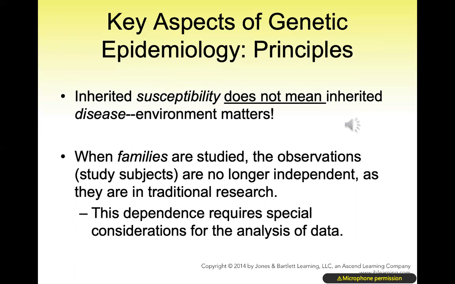The second bullet point is important before we look at the next slides, and that's the fact that families have to be studied differently in this field because of the inherited genes that they share, as well as the fact that they tend to live in the same environment. You cannot look at the members of the family and study them individually. You need to look at them as family units.